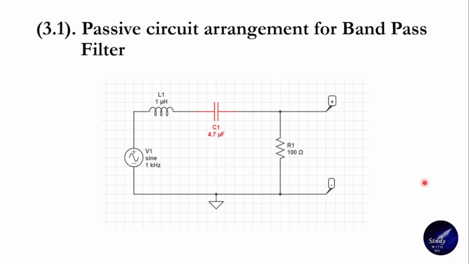Here is the input voltage source and here is the inductor. Here is the capacitor and last we have the resistor. The important thing is the output terminal voltage is taken across the resistor.